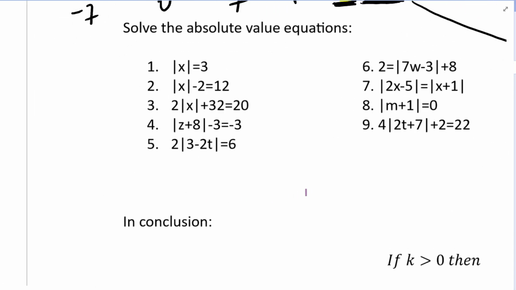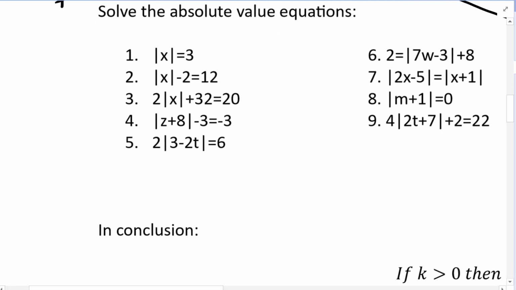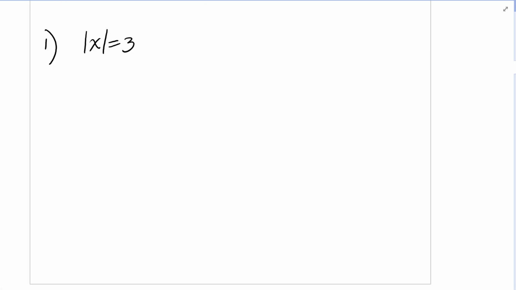But there are a few problems, or equations, that we can solve using absolute value. Let's take a look at a few of them. Problem 1: absolute value of x equals 3. What does this mean? It means that x equals 3 because the absolute value of 3 equals 3, or x equals -3 because the absolute value of -3 produces 3 as well. Usually students make the mistake of writing only the positive value, so basically solving half of the problem.